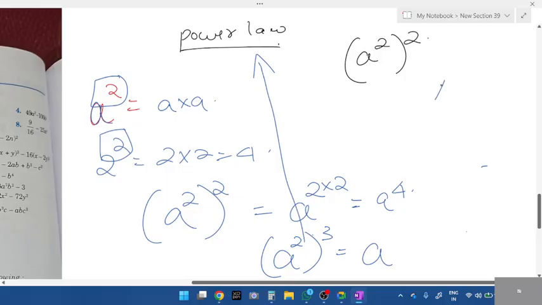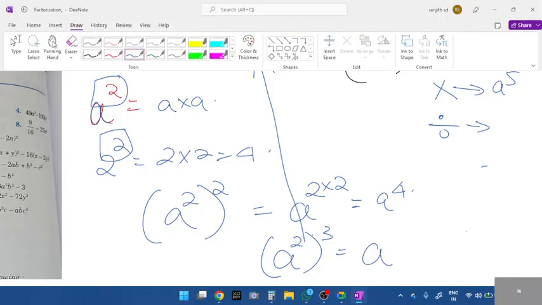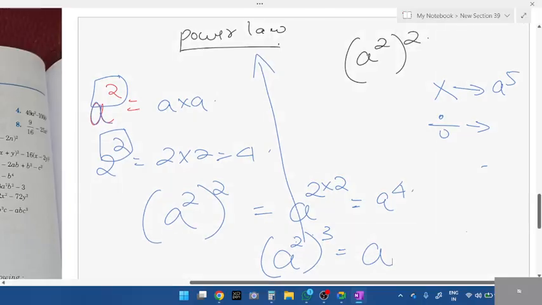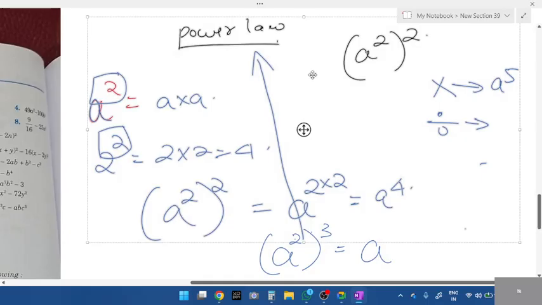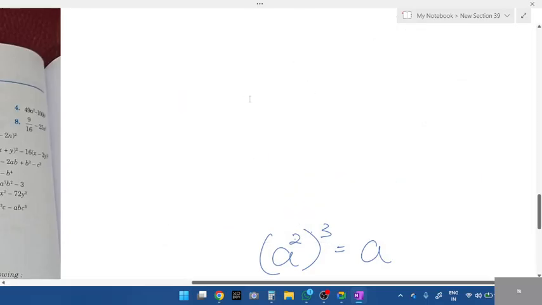Remember, for product law, when multiplication is given, we add. It would have been A to the power of 5. When division is given, we subtract. And when more than 2 powers are given, we multiply. That is known as power law. Multiple powers will be given, students. Use the same concept.